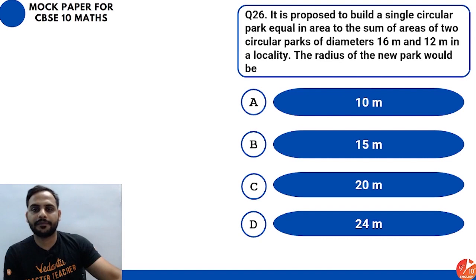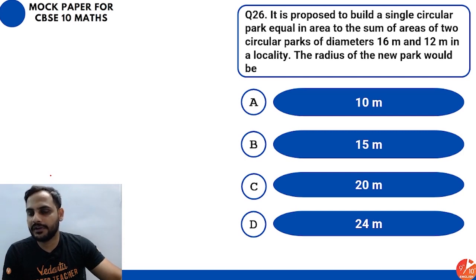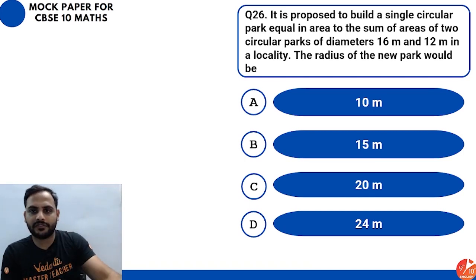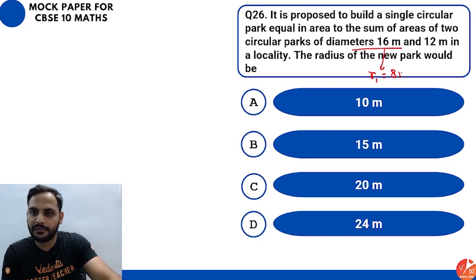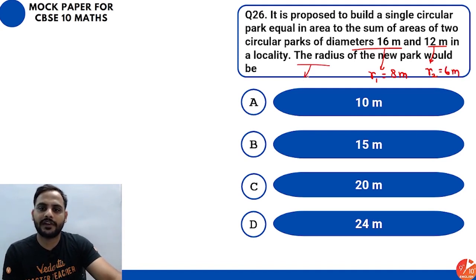Correct. Next one. It is proposed to build a single circular park equal in area to the sum of areas of two circular parks of diameter 16 meter and 12 meter in a locality. Find the radius of the new park. So they are saying you have to make a single circular park whose area is equal to the sum of the areas of these two. So if diameter is 16, radius of the first one will be 8 meters, radius of the second one will be 6 meters. So I can say the new radius is, let's say, r.